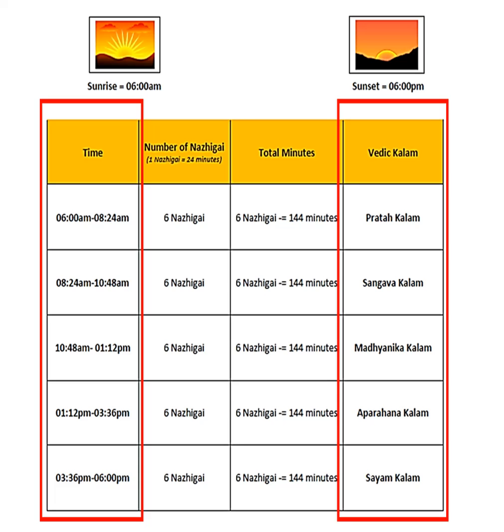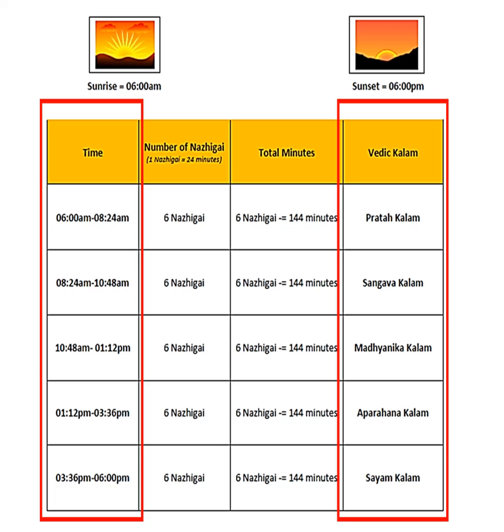So one nadihai is roughly 24 minutes. That is, one ghatika is 24 minutes. And if you multiply 6 into 24, you will get 144 minutes per column or per Vedic time. So 6 a.m. onwards, until 8:24 a.m. is the Pratah Kalam or Pratah Kal. 8:24 a.m. to 10:48 a.m. is called Sangava Kalam or Sangava Kal.